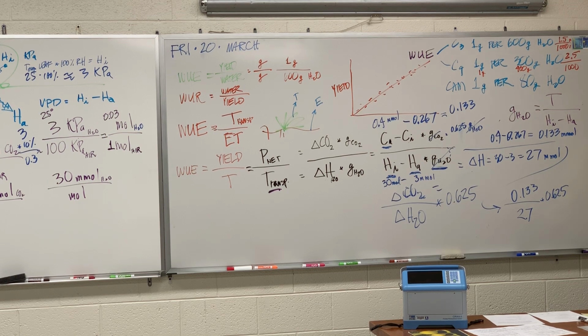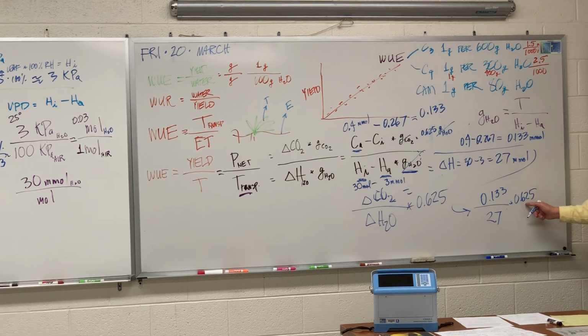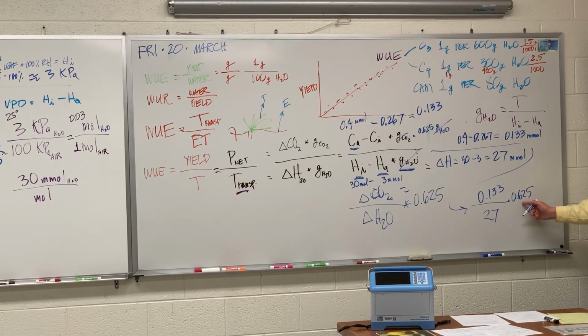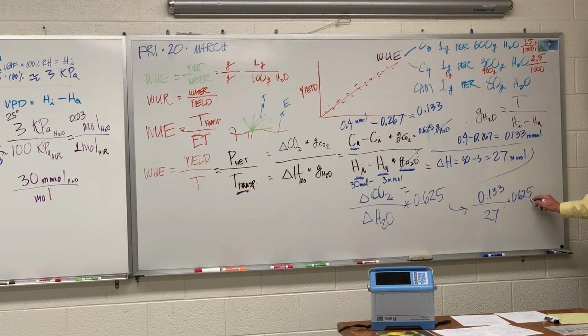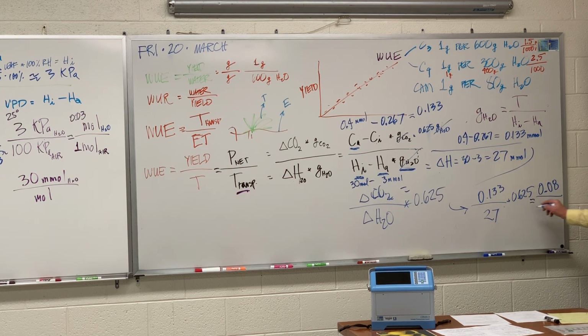Now, we'll then do 0.133 times 0.625, it's gonna be about 0.1. 0.133 times 0.625. Yeah, I actually got close to 0.1. 0.08. Okay, even a little bit lower, 0.08. And this one is still 27.